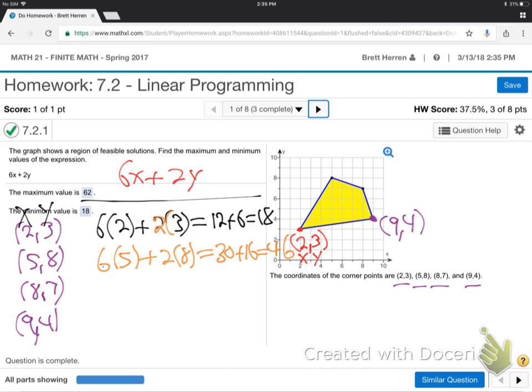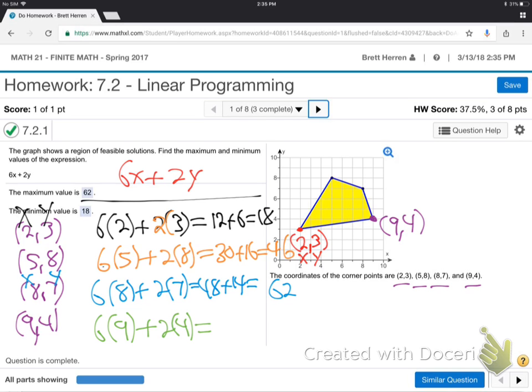Y'all tracking with me? Or am I just talking to myself up here doing the Charlie Brown teacher voice? The wah, wah, wah. That's good. Next one, do it again. So now you're going to plug in 8 for X. Right, this is X, this is Y. 7 for Y. What's that? 48 and 14. 58 for 9, 62. Finally, the last one. Plug in 9 for X and 4 for Y. What's that? 54 plus 8, 62 again.